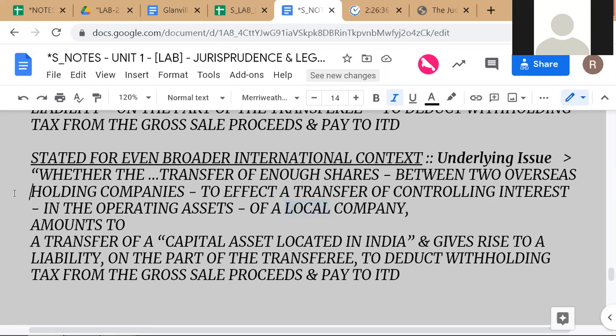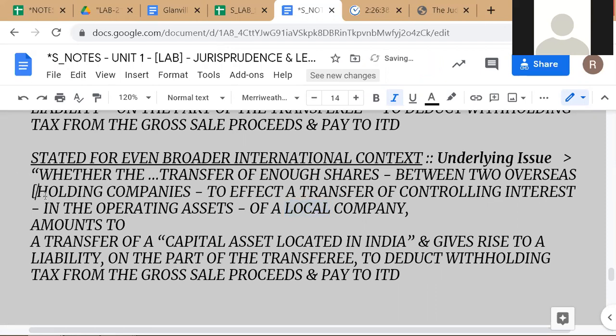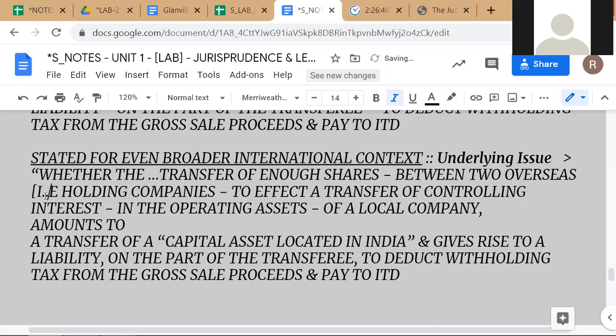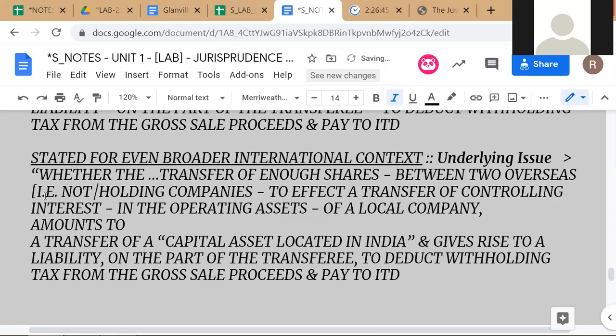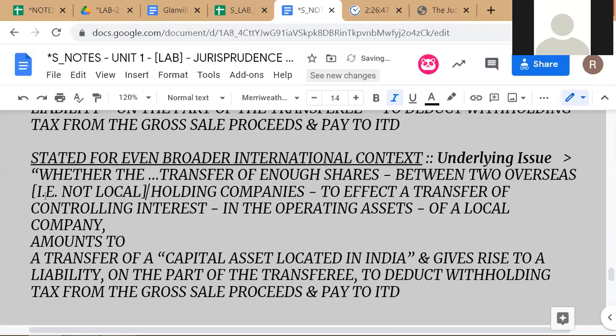Now here overseas will have a different meaning. It will mean not local, because the other term we are using is local. So when we apply it to India, India is local, and anything outside India is overseas. We can apply it to UK, Australia, Canada. So, even broader: transfer of shares between two overseas, that is not local, holding companies, to effect a transfer of controlling interest in the operating assets of a local company.